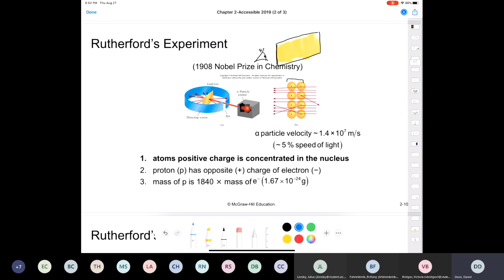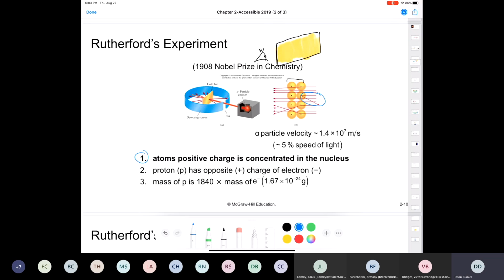So you see how most of the alpha particles just went through. But look very carefully at this one here. It ricocheted. It came right back at them. And so that was how they discovered that the atom has a positive charge concentrated in the center, and we call that the nucleus. And they were able to determine that the proton has the opposite charge of an electron.